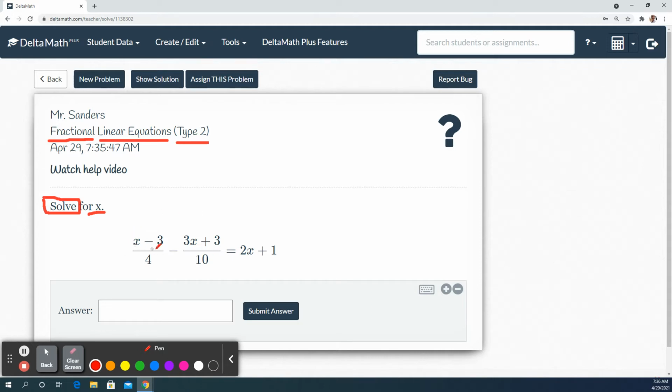To clear the fractions, or to get rid of the fractions, we multiply by the common denominator. So think of it as if you're adding or subtracting these fractions, what would the denominator have to be? Well, what's the least common multiple, the smallest number that both 4 and 10 go into? If you don't know, you can just multiply these two together. 40 would work. That's a little bit bigger than what I would like.